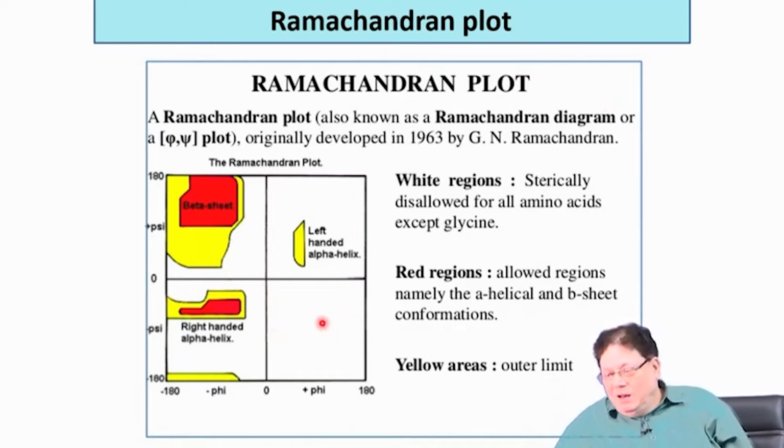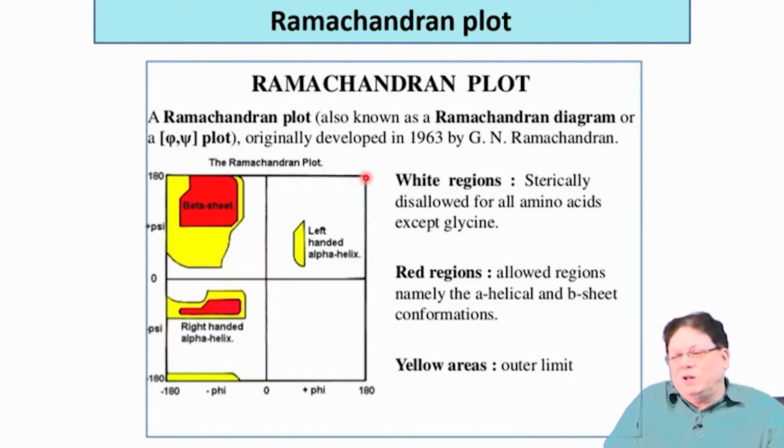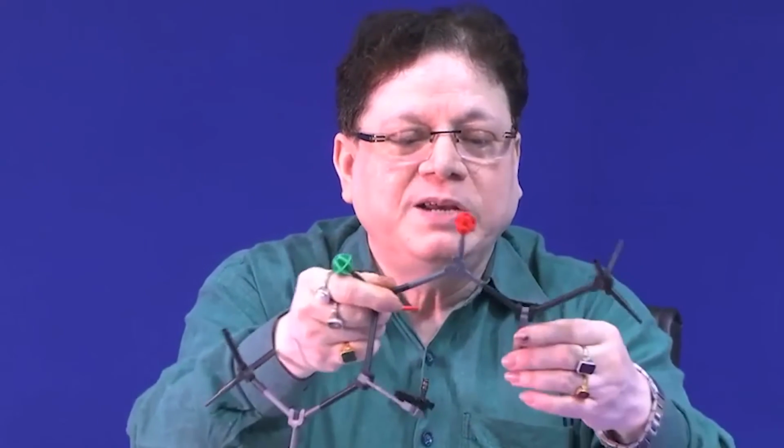Okay. Now, let us see why the 0-0 combination is not allowed, and the 180 combination is not allowed, by exploring some extreme cases. That means there must be some serious steric effect or electronic effect operating in these combinations. So, let us see. I now have a small peptide here.